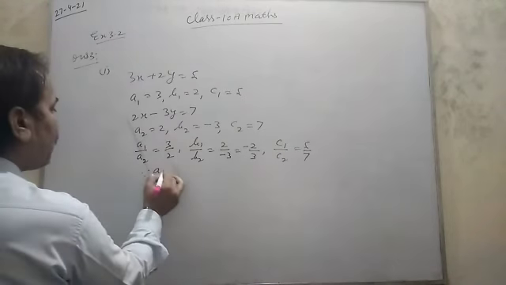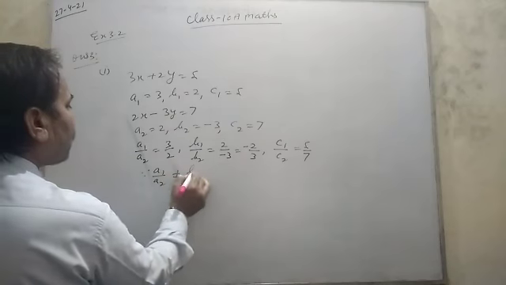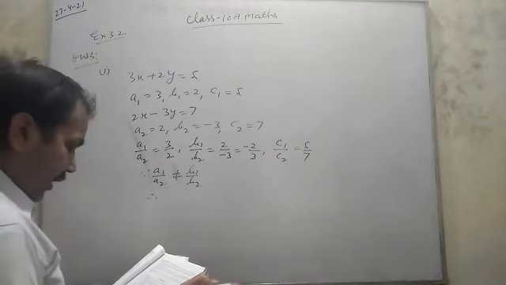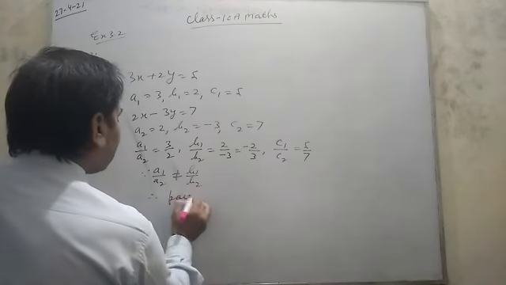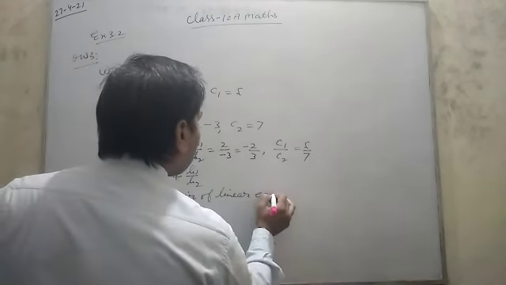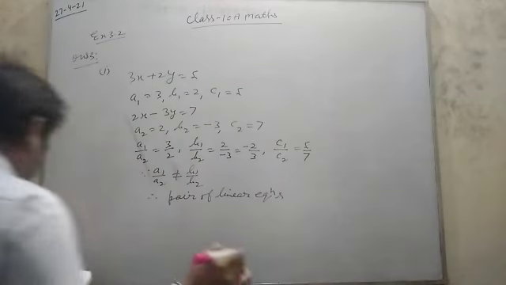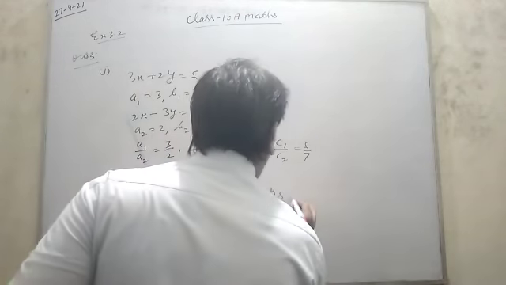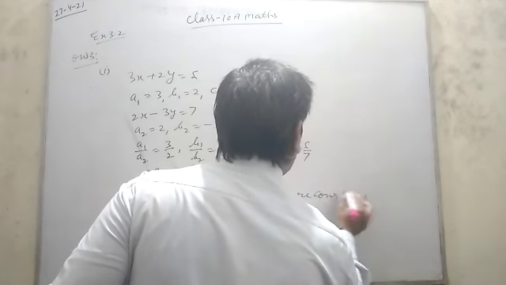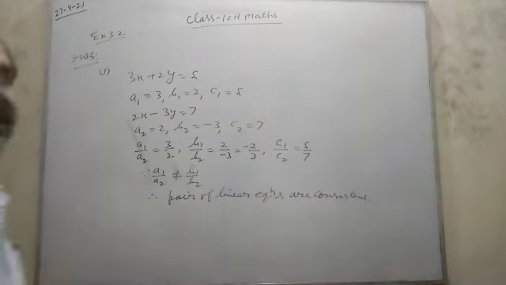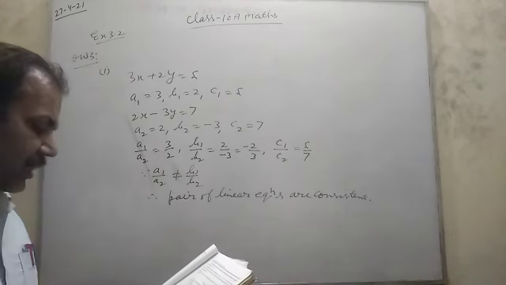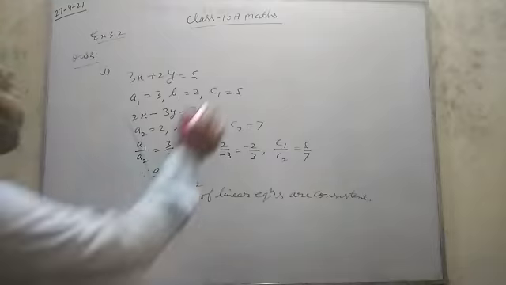So since a1 upon a2 is not equal to b1 upon b2, therefore the pair of linear equations are consistent, because there is a unique solution. This is the condition of consistent, unique solution. Okay. Similarly the second, third, fourth, fifth. Okay. One more part, the fifth one.